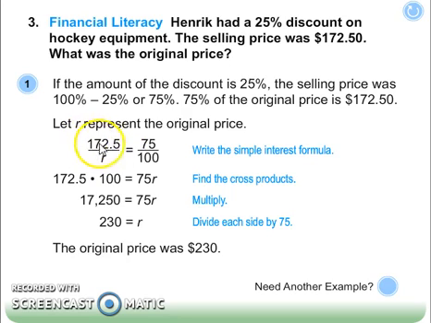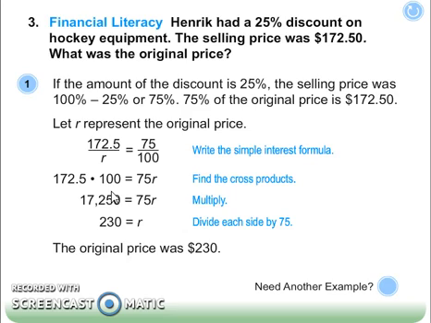So let's represent the original price. Okay, so we have a simple proportion where we have $172.50 over R, the original price that we don't know. This $172.50 represents 75% of the original price because it's been marked down 25%. I don't know the original amount, but I know that was 100% of what they were originally asking for. So I'm setting up a simple proportion here. This is the part over the whole, which I don't know, equals the percent that I paid, 75% over 100.